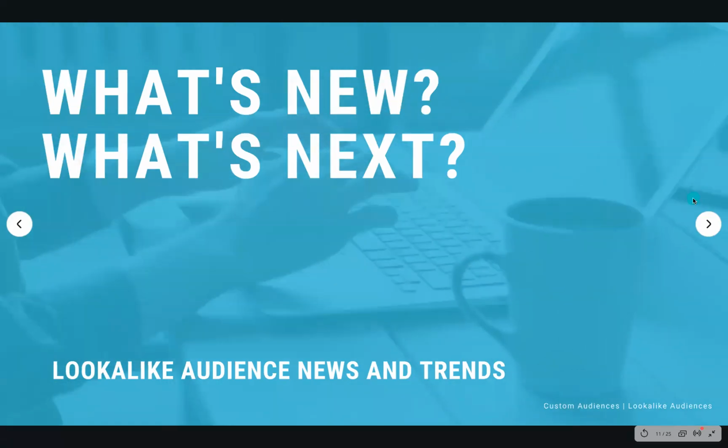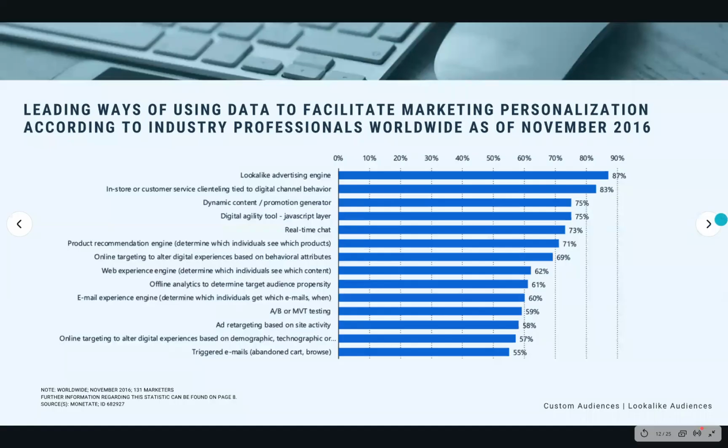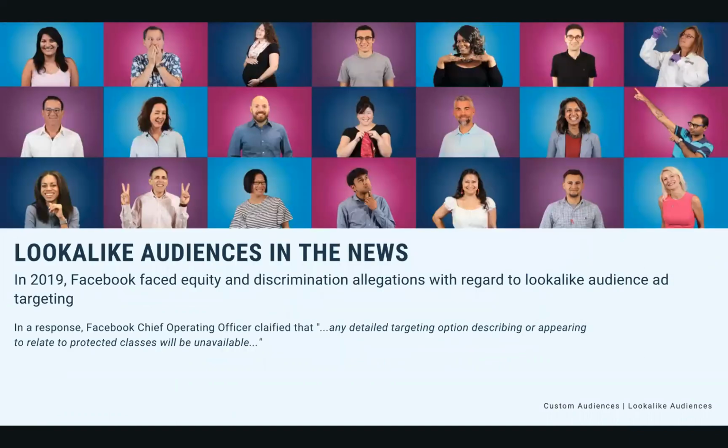The next slide will show us a graph giving some indication of the popularity of this technique. The graph you're seeing shows the results from a study conducted by Montate in 2016, examining how marketers use data to facilitate marketing personalization. 131 marketers worldwide responded. As you can see, lookalike audiences rises to the top with 87% of respondents indicating that they use this data to generate lookalike audiences. Now let's take a look at lookalike in the news.